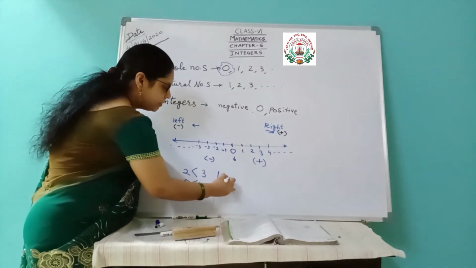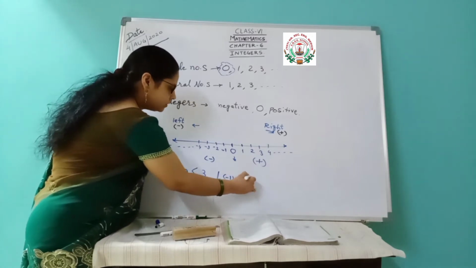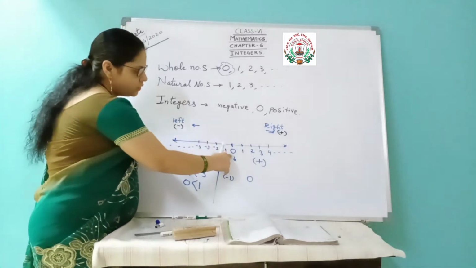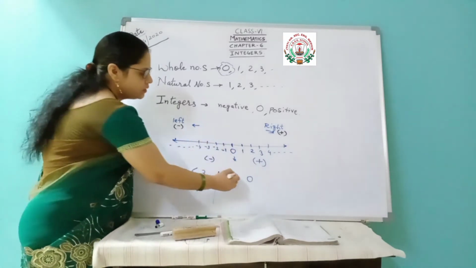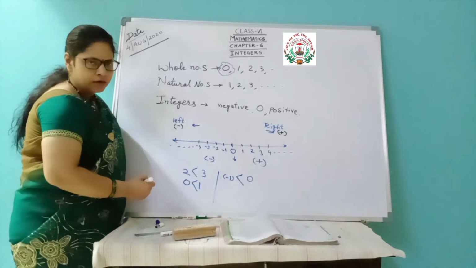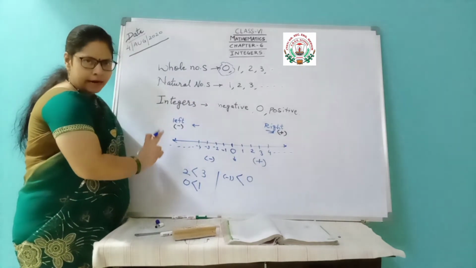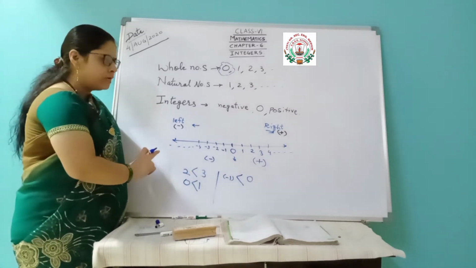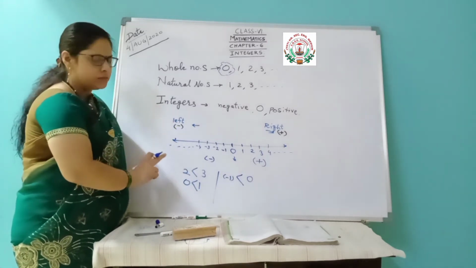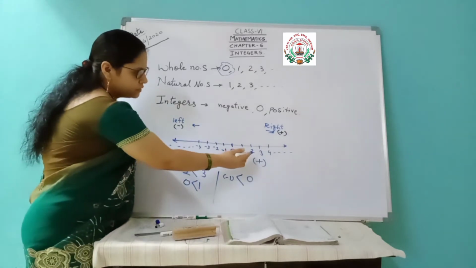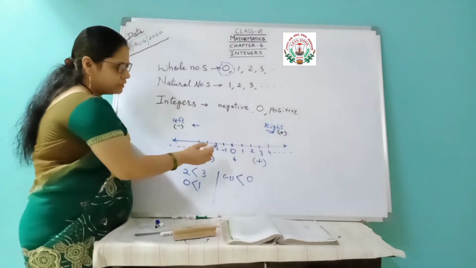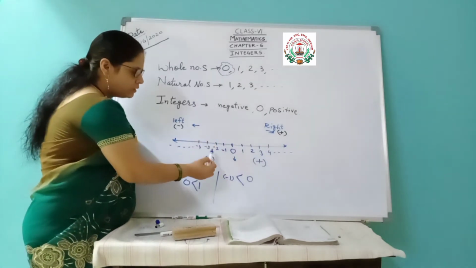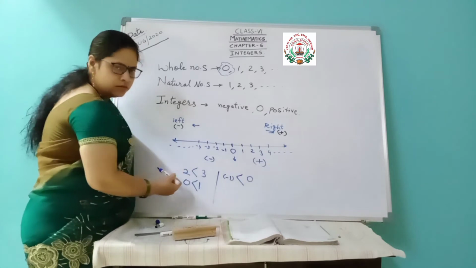If I take minus 1 and 0, which is greater? The right side number has to be greater. 0 is coming at the right side of minus 1, meaning 0 is greater than minus 1. So all the negative integers are smaller than 0. All the negative integers are smaller than the positive integers. All the positive integers are greater than the negative integers, and all the negative integers are also smaller than 0.